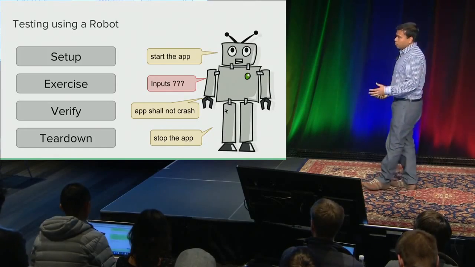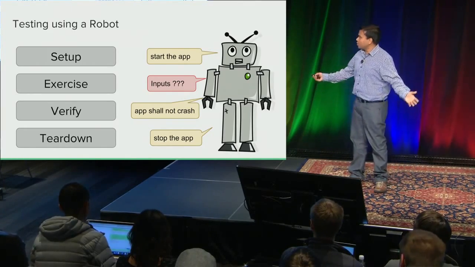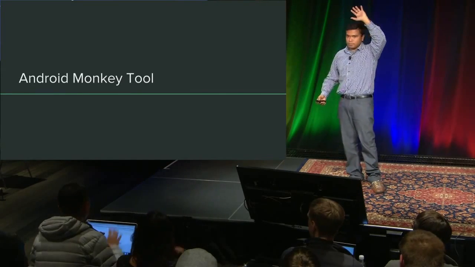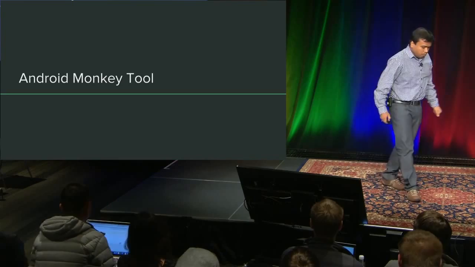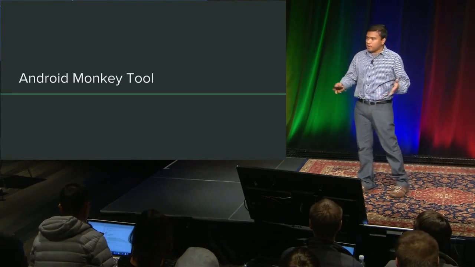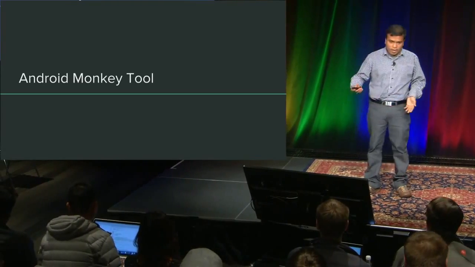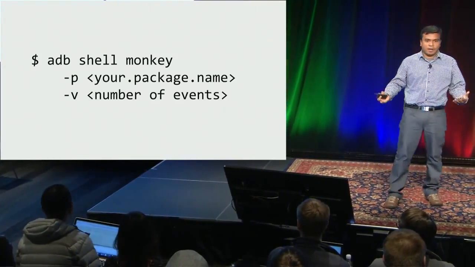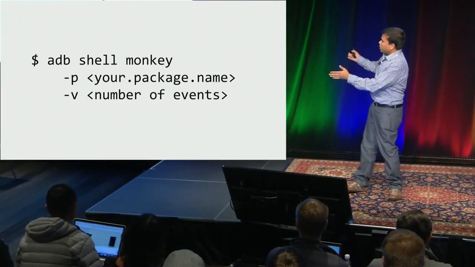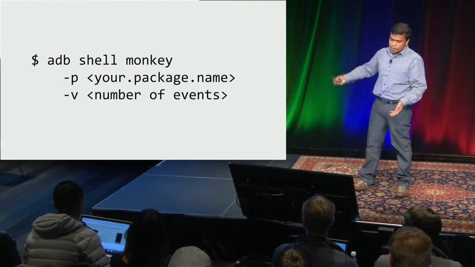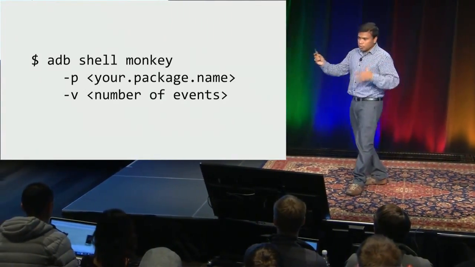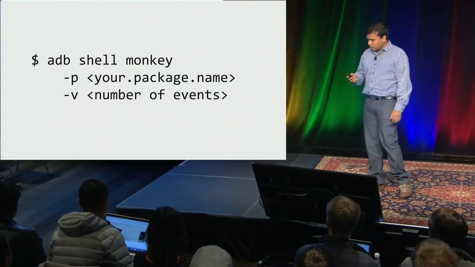Let me first introduce you to the simplest, which most of you should already be familiar with: the Android Monkey tool. Who here has used the Android Monkey tool? Many of you. This is a tool which comes as a part of the Android SDK. If you have the Android SDK installed, you should have this tool, and you can invoke it using ADB shell. You give it the package name for your app and a number of events, let's say 500, and it will just pick random events and throw them at your app to make it do different things.